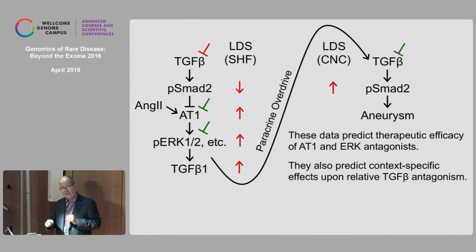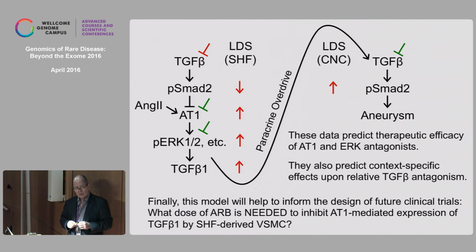If you're having pronounced effects on the cardiac neural crest, this is predicted to make things better. But perhaps most importantly, this model will inform the design of future clinical trials. Instead of asking, what does this FDA-approved dose of ARBs do for these conditions, we can ask what dose of angiotensin receptor blockers is needed to inhibit AT1-mediated expression of TGF-beta1 in second heart field-derived vascular smooth muscle cells. So it gives us an intellectual context within which to frame the parameters of a trial.